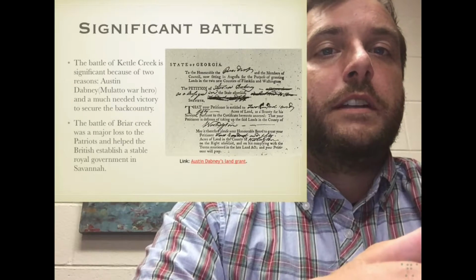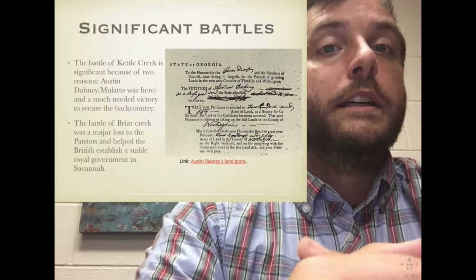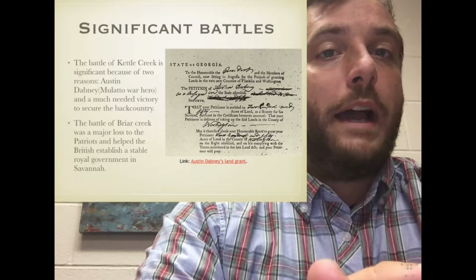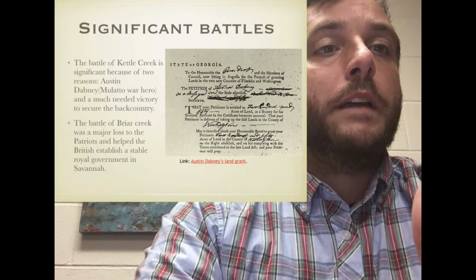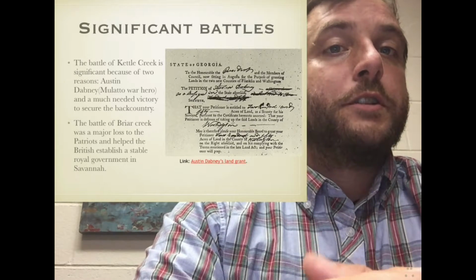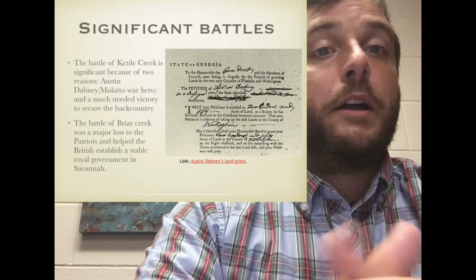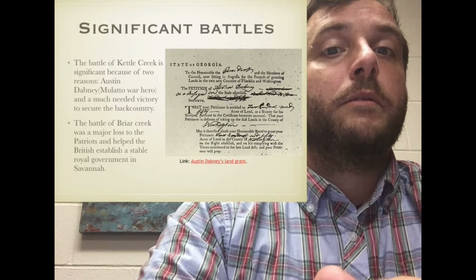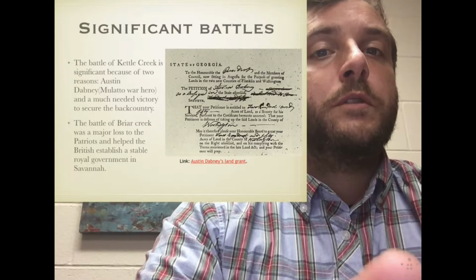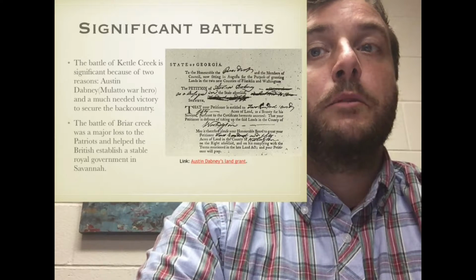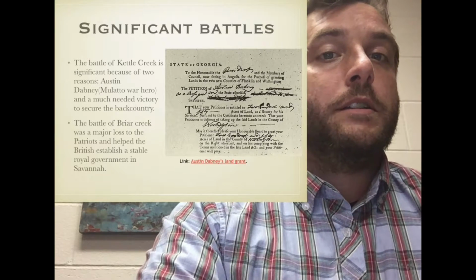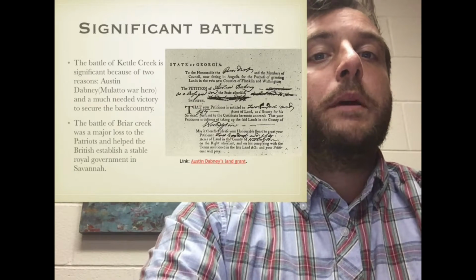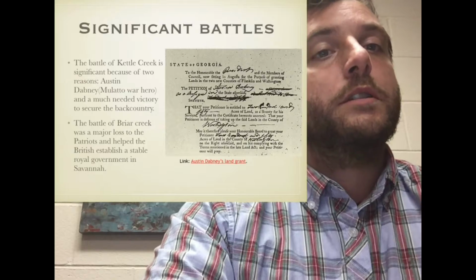The second significant thing about the Battle of Kettle Creek is that this was a much-needed victory for the Patriot cause, and it also helped secure the backcountry. It created momentum and a strategic physical position for the Patriots. Now, on the opposite end, the Battle of Briar Creek was a major loss to the Patriots, and it helped the British establish a stable royal government in Savannah. So they were able to defend their position at Briar Creek, keep a stable fort there, so then they could establish a stable royal government in Savannah. So you see two battles here, one for the Patriots and one for the British military.